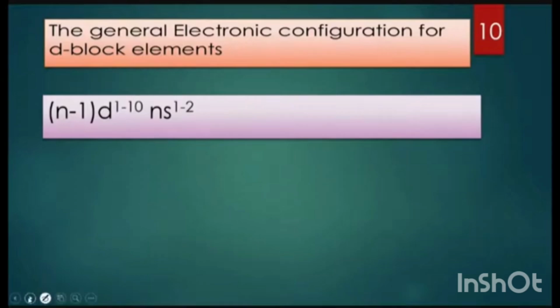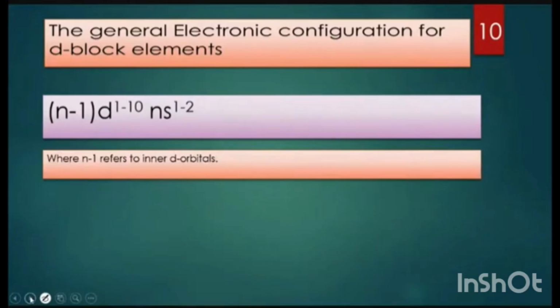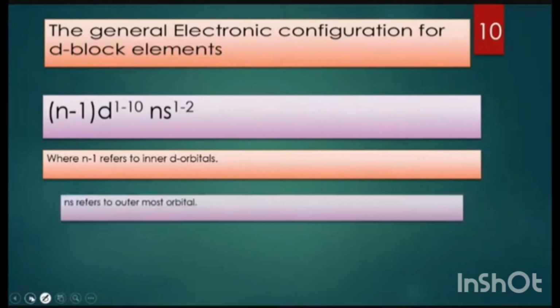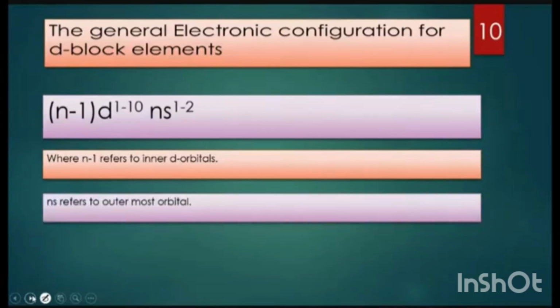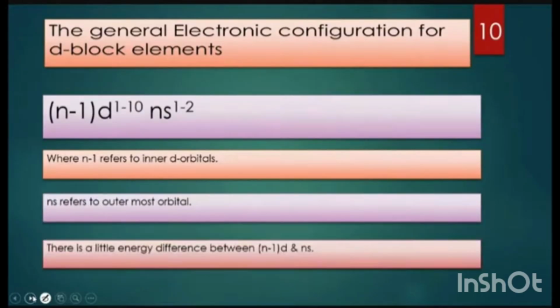So what is (n-1)d here? It is the inner d orbital. So (n-1)d refers to the inner d orbital and ns refers to the outermost s orbital. And between these two energy levels, that is (n-1)d and ns, there is a little energy gap. The energy difference can be seen between the (n-1)d orbital and the ns orbital, or you can say there is a little energy difference between the (n-1)d and ns orbitals.